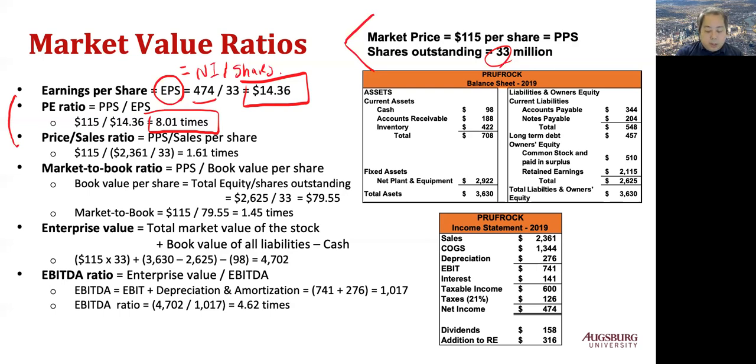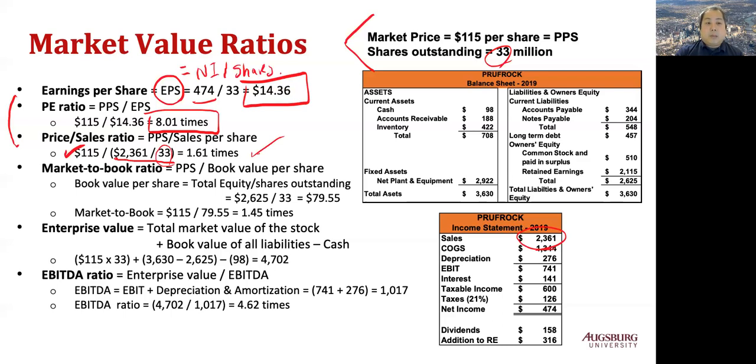So the price to sales ratio is price 115 divided by the sales per share, which is sales 2,361 divided by the number of shares 33, so 1.61 times.